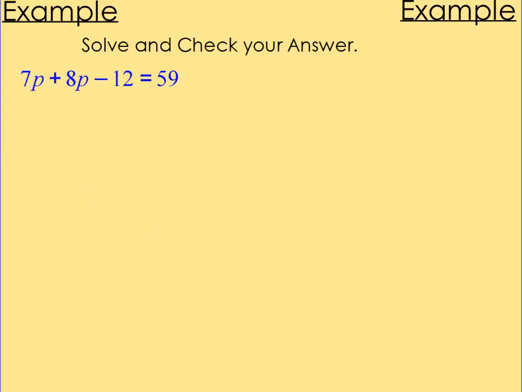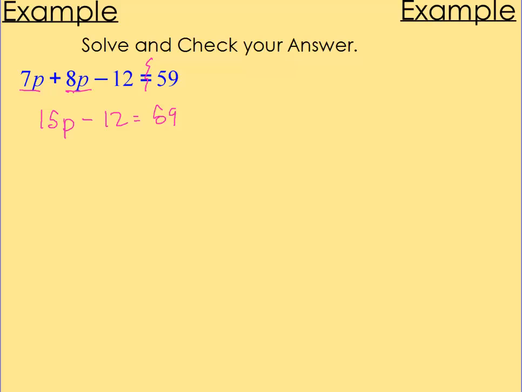Pause the video. Alright, so the first thing I check, okay, no distributing, but my next thing, combining like terms. I got two p's. And they're both on the same side of the equal sign. They're both on the left side. We're not crossing, right? So we combine the p's, so I have 15p minus 12 equals 59.